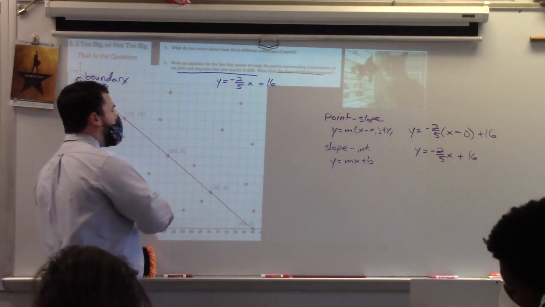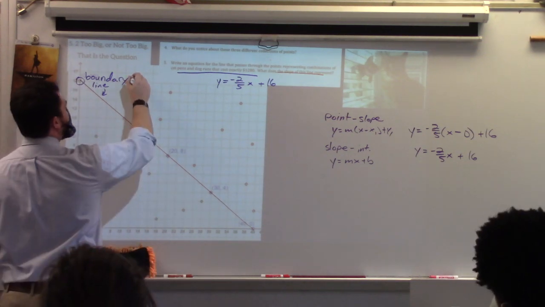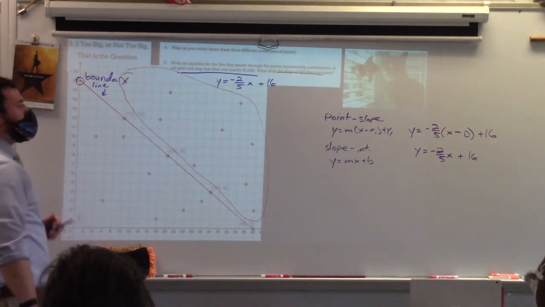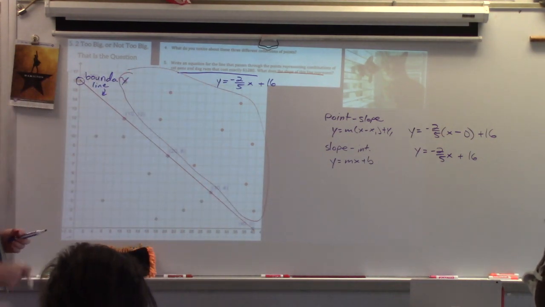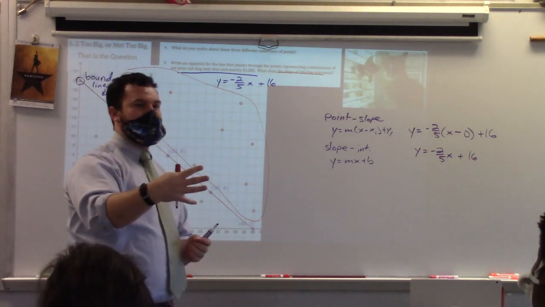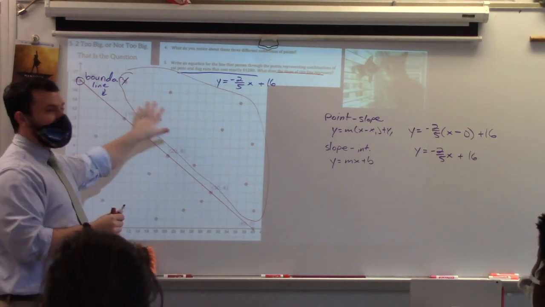Now, what I also want you to notice is all these red points up here. Any guesses what those points are? Those are over the boundary line. They don't work. These are all the points that were too big, too much, meaning they didn't have enough money for those.